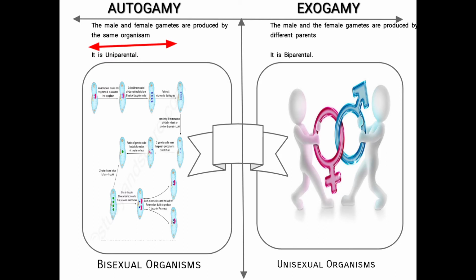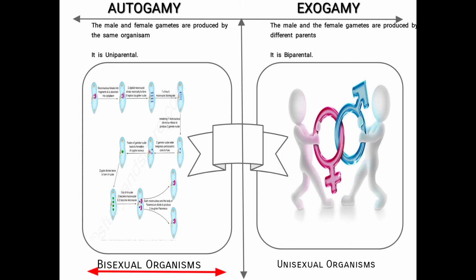Okay, the same organism, a single organism is there, a single animal. That particular organism itself is producing both the male gamete as well as the female gamete by itself. So this is otherwise called the self fertilization process also. So here the male gamete and the female gamete are produced by the same animal or the same organism. So ultimately the organism should be a bisexual organism.